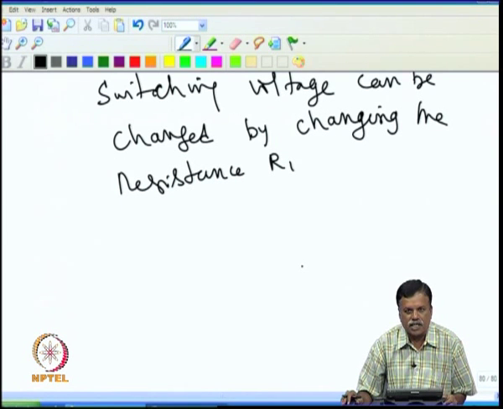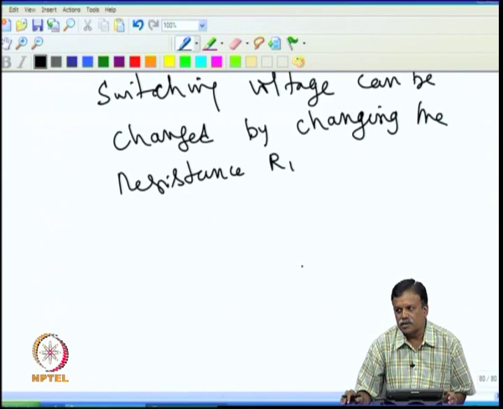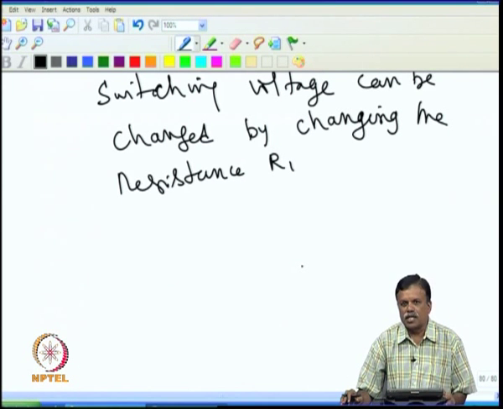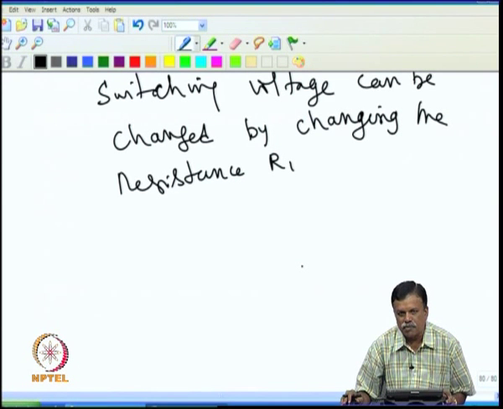Of course, a constant current source needs a reference voltage. Of course, now the switching voltage is with respect to ground, and the constant current source reference need not be at ground potential. So, this circuit is utilized at many places for switching purposes.